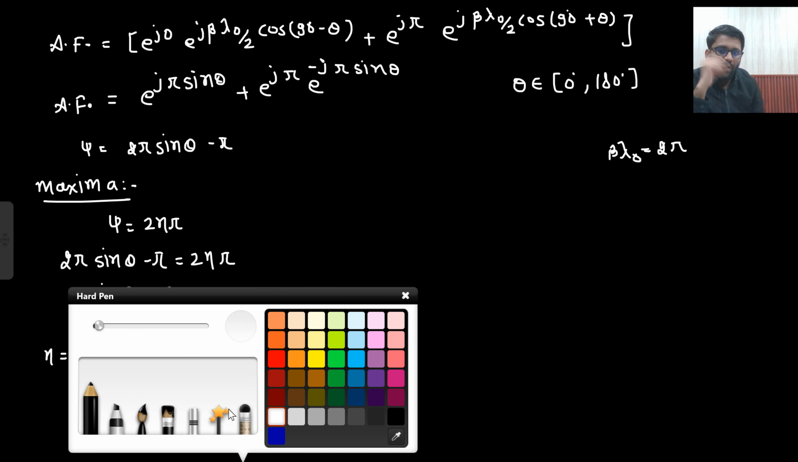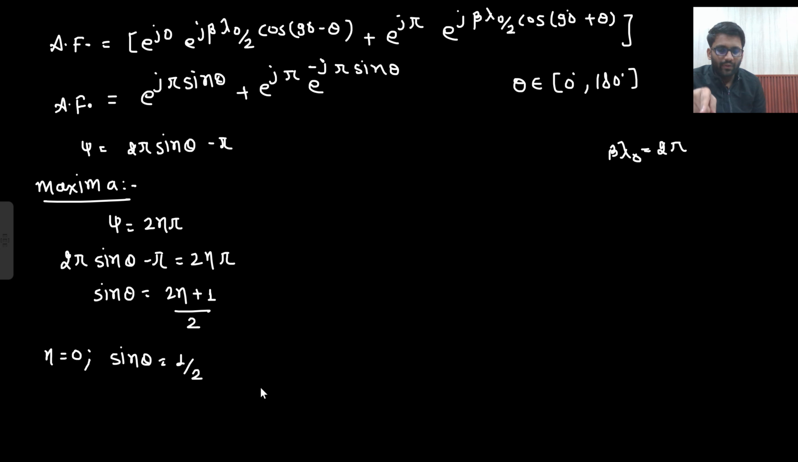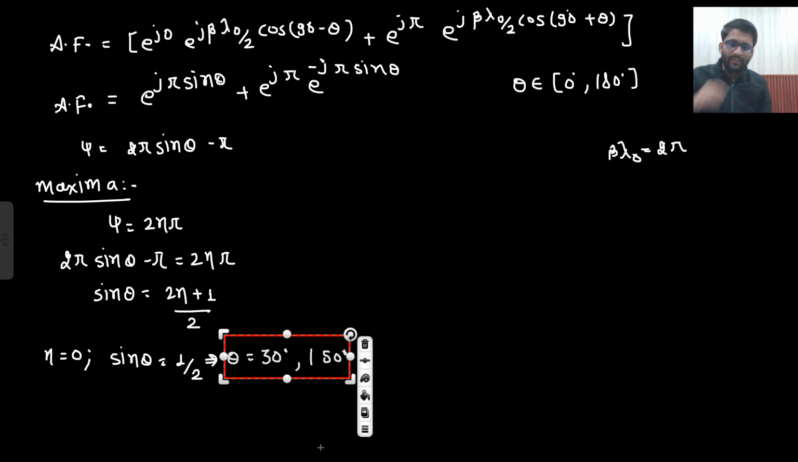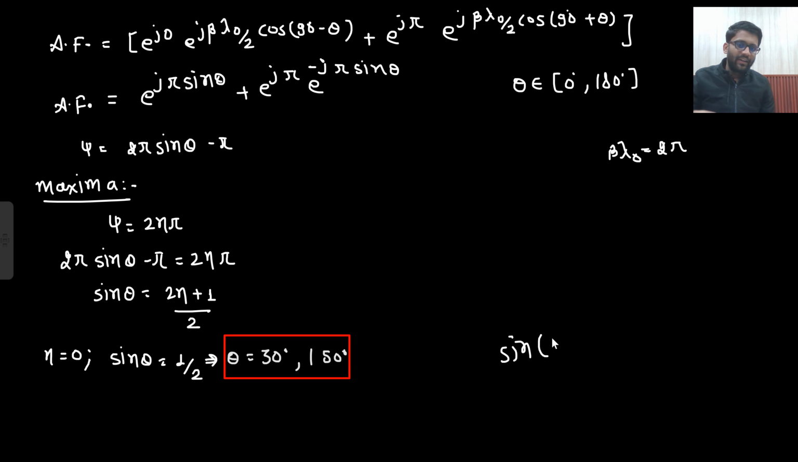We will only take this one. So theta is equal to, from here two values of theta we will get, because this is the graph of sine theta. 1 by 2 you will have at 30 degrees and at 150 degrees. So theta is at 30 degrees and 150 degrees. So this is the location of maxima, because sine of 180 minus theta is equal to sine theta only.